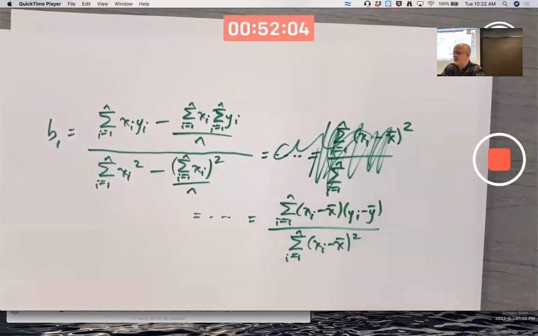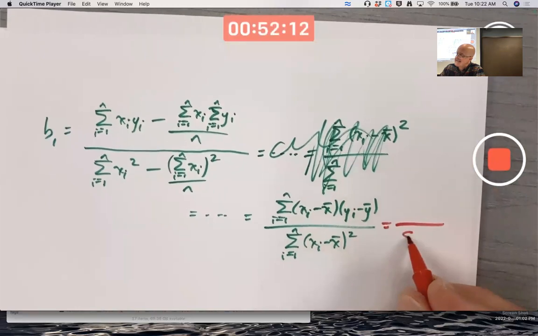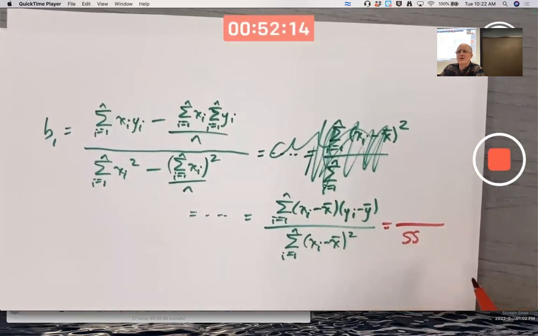And the reason that's good is because I give names to these things that are somewhat standard names. I call the bottom here SS, sum of squares, sub XX, because the x's are being squared, so to speak. Actually, the textbook uses slightly different notation, but this is the notation that I like. And it's somewhat standard. SS stands for sum of squares. I'm summing some squares. And those squares involve the x's.